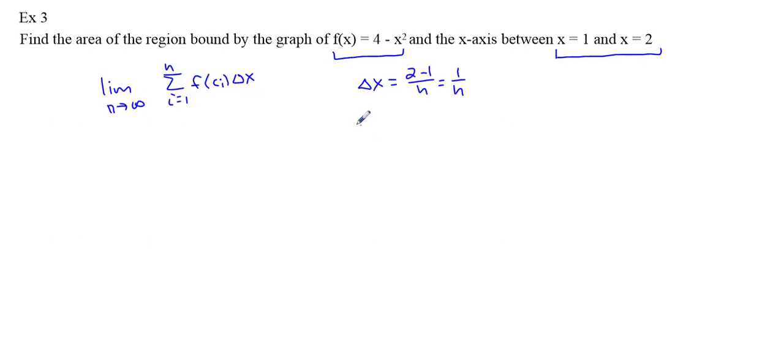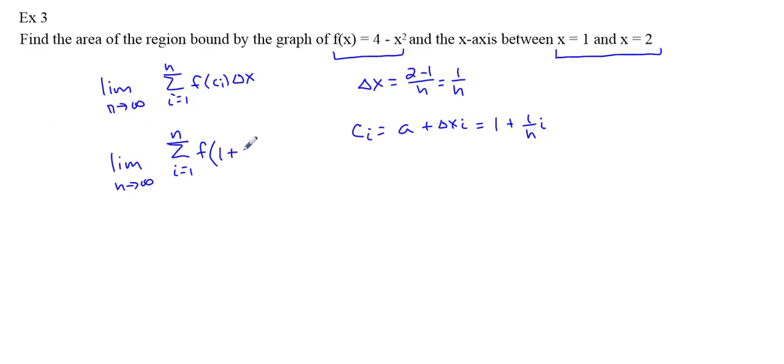Okay, c sub i equals a plus delta x times i. In this case would be 1 plus 1 over n times i. Go back to our limit now. Limit n goes to infinity. The sum of i equals 1 to n f of 1 plus 1 over n times i, times 1 over n.